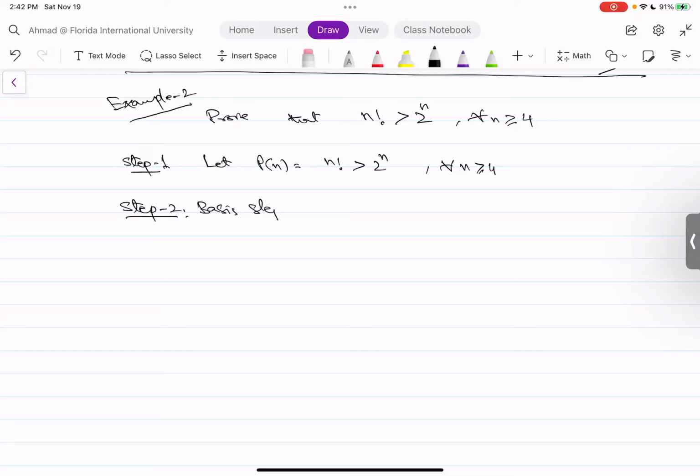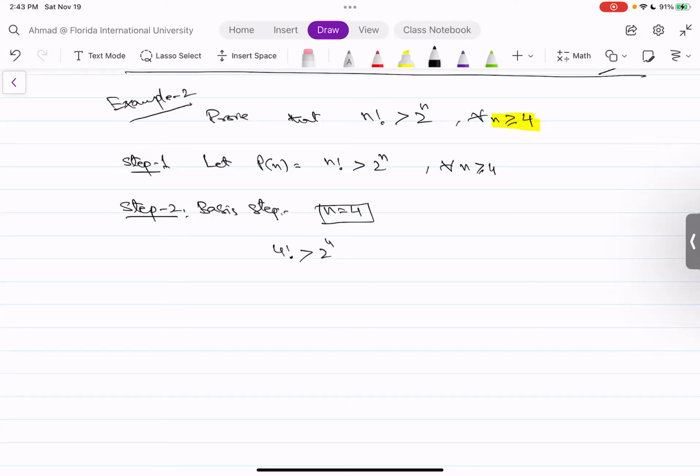And in the basis step, I have to choose the smallest value of n, which is now 4. So I'm going to do the basis step for n equal to 4, which is the smallest value of n. That means it has to be true that 4 factorial is greater than 2 to the power 4. If this is true, then we can move forward. This is our very basis step.